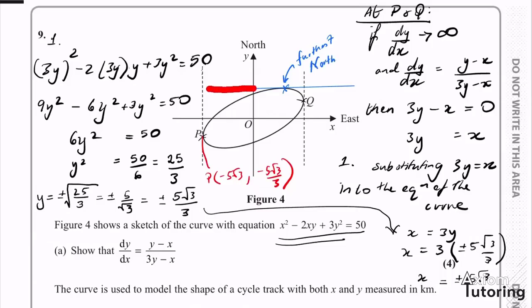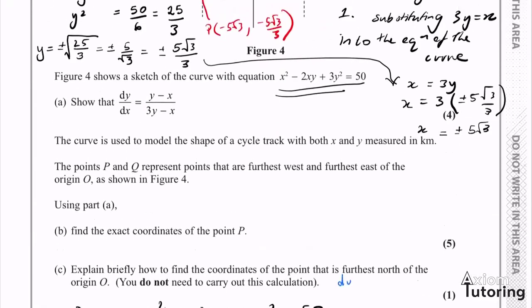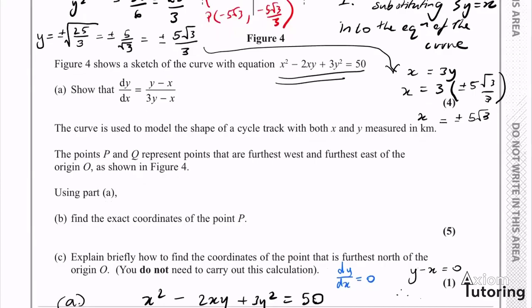We can see that as we've just drawn this horizontal tangent at this point, the gradient will be 0. So dy over dx will be 0. And if dy over dx is 0 for part C, it means that the numerator here will have to be 0. So that means y minus x equals 0. Therefore, y equals x.